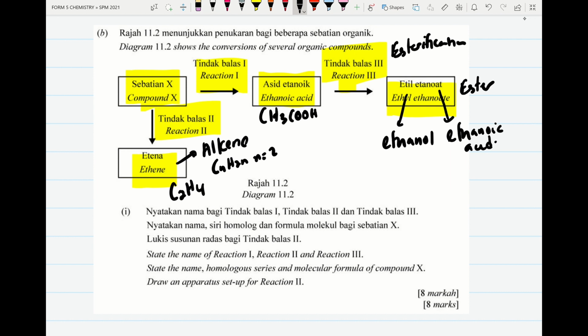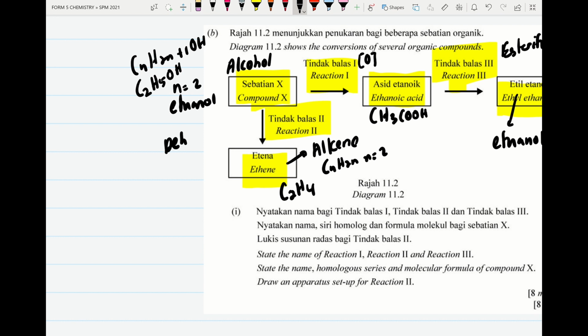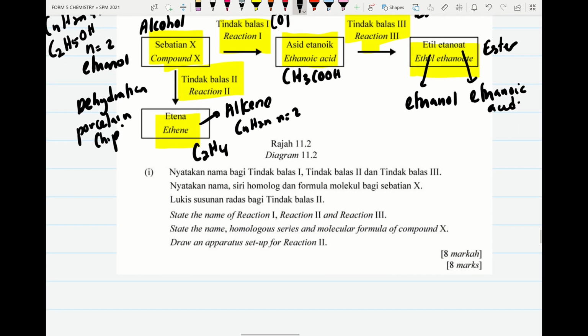So reaction number 1 is known as oxidation. For reaction number 2, the product is an alcohol with n = 2, so it is ethanol. We apply CnH2n+1OH, so we get C2H(4+1)=C2H5OH. So compound X will be ethanol. The name of the reaction when alcohol changes into alkene is dehydration. Dehydration needs porcelain chips. All right, so we move on to the question.